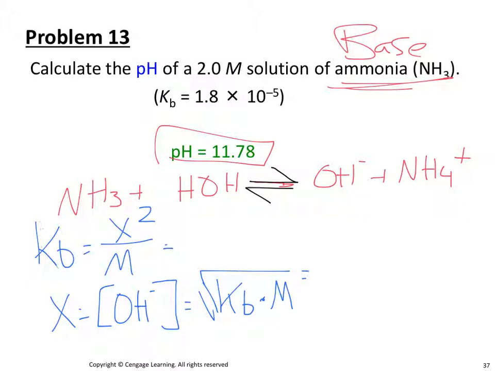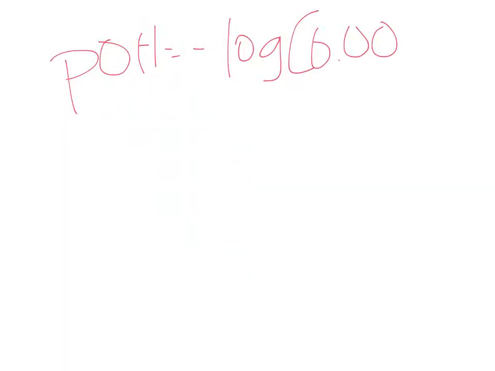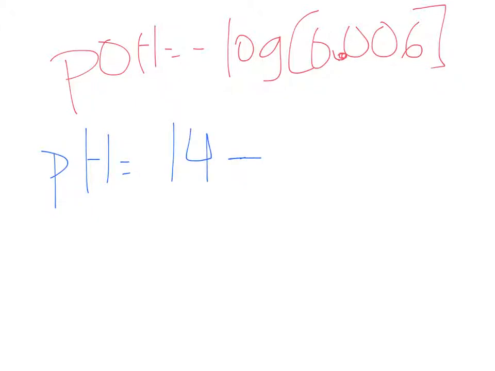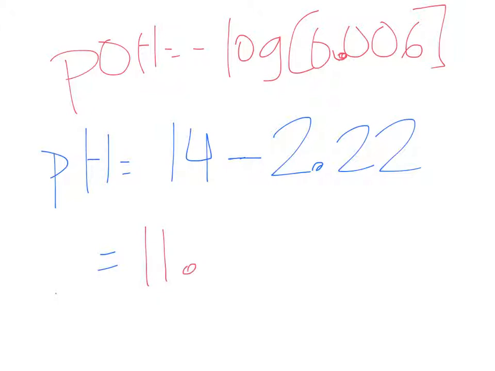Okay, all right, so this is equal to 0.006. Now I'm going to just add a page. So I need the POH, which is equal to the negative log of 0.006. Jordan, will you do that for me? 2.2218. So 2.22. So 14 minus 2.22 is 11.78, which is, I think, exactly what it says, isn't it?